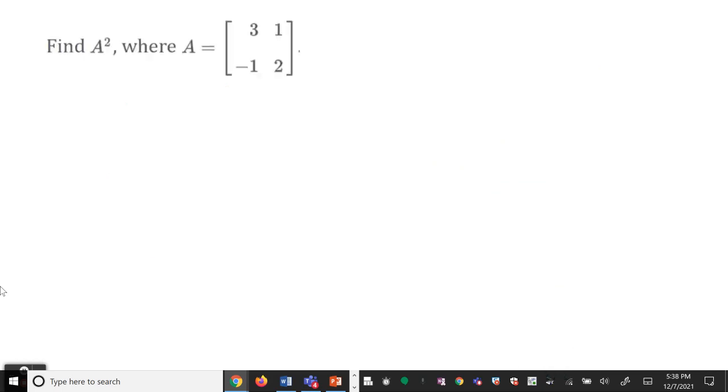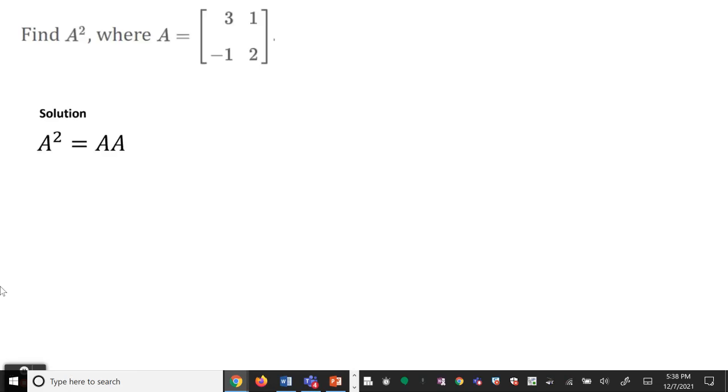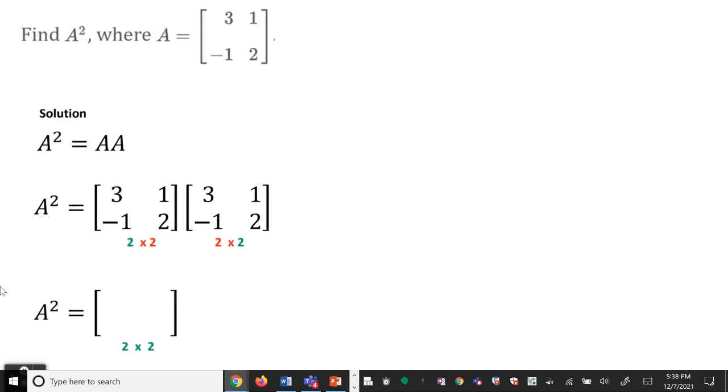Okay, so let's look at this one. Find A squared. So A squared just means multiply A times A. So here are my two matrices. I need to check if I can multiply this, so I'm going to check the order. I have a 2 by 2. So the inside numbers are the same. Notice here the red ones are the same, so that means that I can multiply. And the green numbers are going to be the size of my matrix. So I'm going to have a 2 by 2.